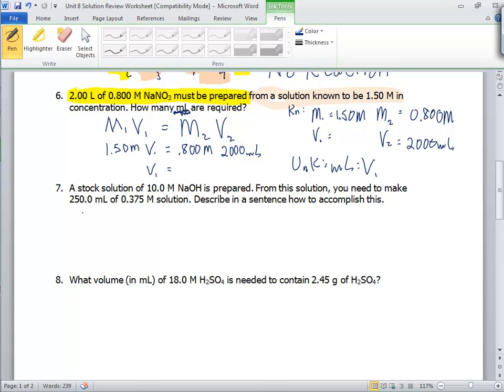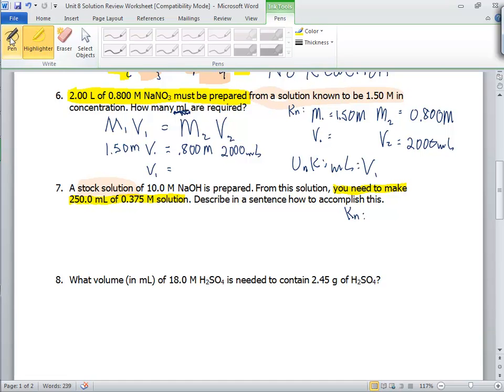Number 7 is similar. I'm going to start here by writing the things I know in this problem. But how do I tell what kind of problem I've got here? Well, the first key is this word stock solution. A stock solution is something we often start with and dilute to some concentration that we need to work with. So we have a stock solution, and what do we need? We need to make this.